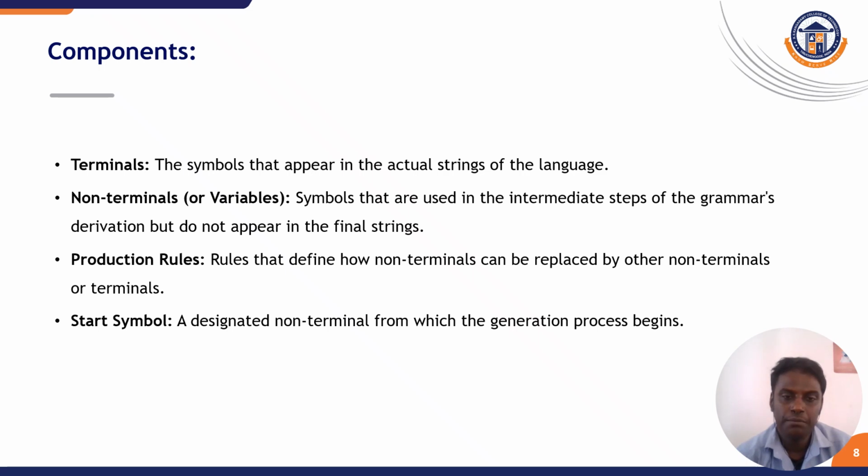Components: terminal symbols are those that actually appear in the strings of the language. Non-terminals are the variables, symbols that are used in intermediate steps of the grammar and derivations but do not appear in the final string. Production rules describe how non-terminals can be replaced by non-terminals or terminals. The start symbol is a designated non-terminal from which the generation process begins.